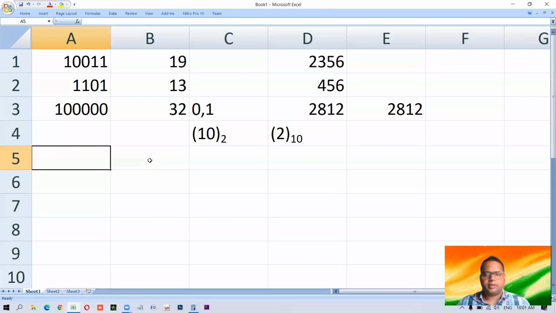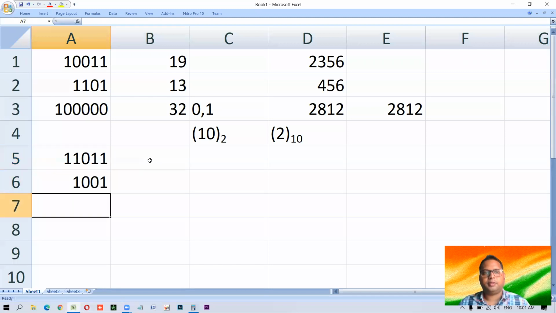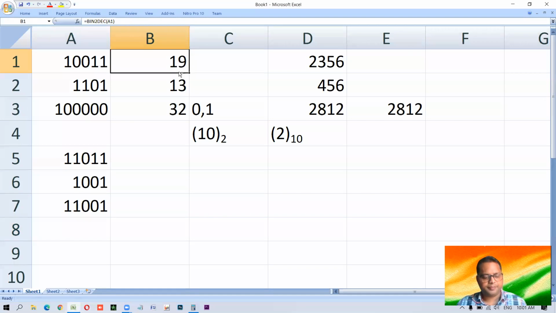Now let us take any other random number. 1 1 0 1 1, 1 0 0 1. Or what can we do? Can we take 3 numbers also? 3 binary numbers? Of course you can do. Let us take another one. 1 1 0 0 1. Okay. So how can we add now? So let us do one thing.